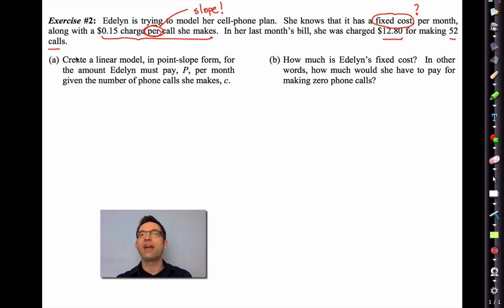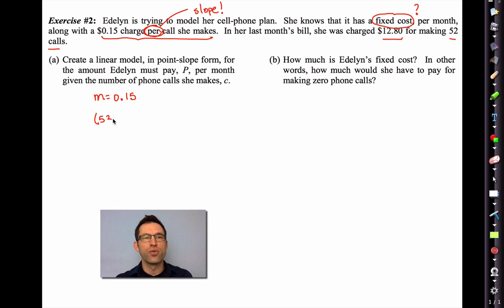Okay, that's a point. So letter A says create a linear model in point-slope form for the amount Edelyn must pay, P, per month given the number of phone calls she makes, C. All right. Well, the great thing is they gave us the slope. That's 0.15, and I know it's the slope because of its units. Dollars per call, right?